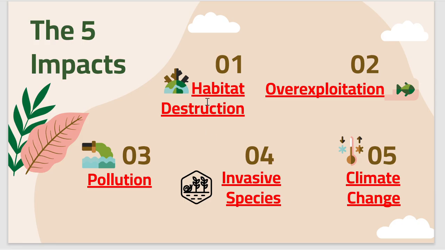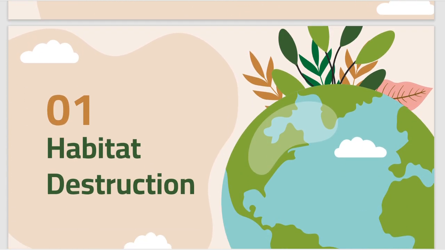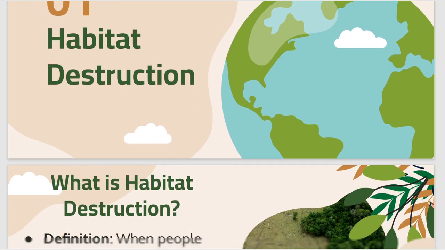So I'm going to start with the ones that we can see very obviously and the effects very instantaneously, and then move into those more long-term indirect consequences or human impacts. So we're going to go in this order as well. So starting with habitat destruction.